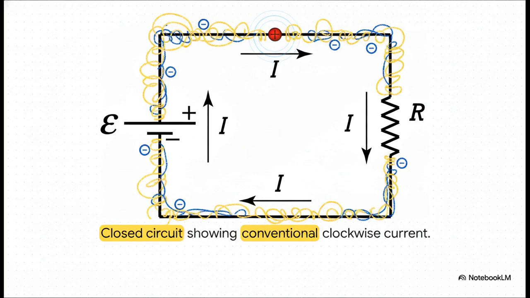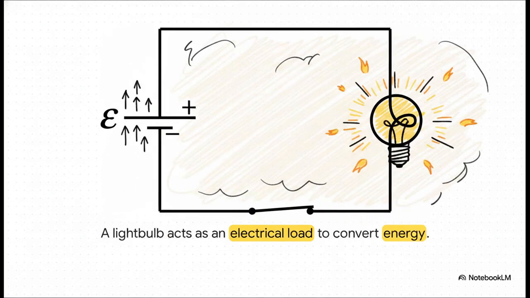Close that gap, and boom, we have a closed circuit. Because engineering relies on that conventional current we just talked about, notice how the arrows push out of the positive terminal, travel all the way through the resistor, and then return right back to the negative terminal. Now, if we swap out that simple resistor for a light bulb, it becomes what we call an electrical load. This load is the really crucial component because it does the actual work. It's converting that electric potential energy from the battery into other forms of energy we can actually use in the real world. In this specific case, heat and light.